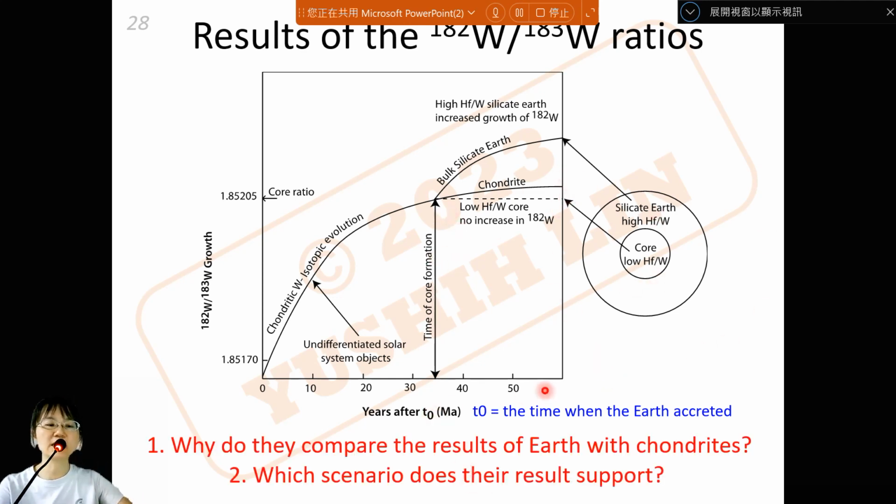This supports the scenario that the core mantle segregation is like this. After shaking, they separate also very quickly. This time, around 33 million years after the Earth's accretion, is nothing compared to the lifespan of the Earth.